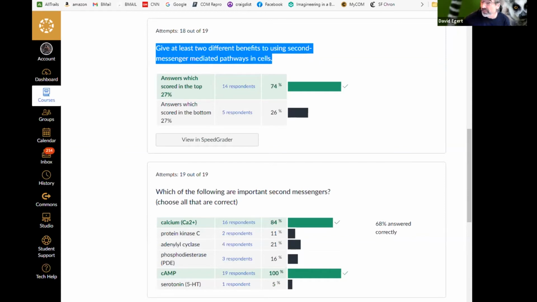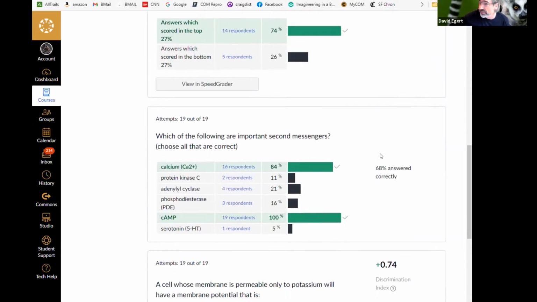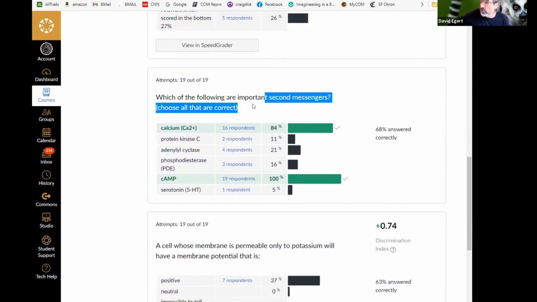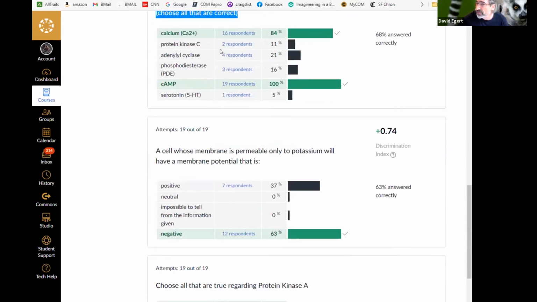Let's see. If we continue on, which of the following are important second messengers? Calcium and cyclic AMP, those are what people go with. Protein kinase A is just part of the pathway. It's not officially a second messenger. Same as adenylyl cyclase, which makes the second messenger, but isn't one. PDE is the thing that actually breaks down the second messenger. Serotonin would be what we consider a first messenger. That's the thing that's actually docking at the receptor outside the cell that ultimately results in the buildup of the second messenger in the cell.